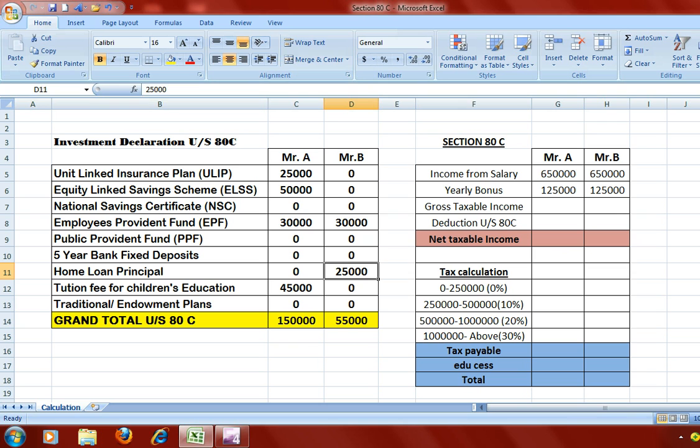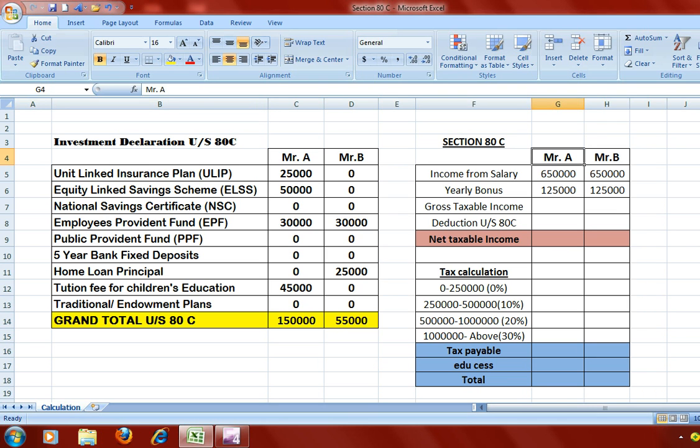He is a firm believer in investing in real assets, so he has taken a home loan for which he is contributing towards an EMI, for which he is eligible under the Income Tax Act for the total principal contributed towards the home loan for the current financial year. So the total investment declaration submitted by Mr. B is 55,000 rupees.